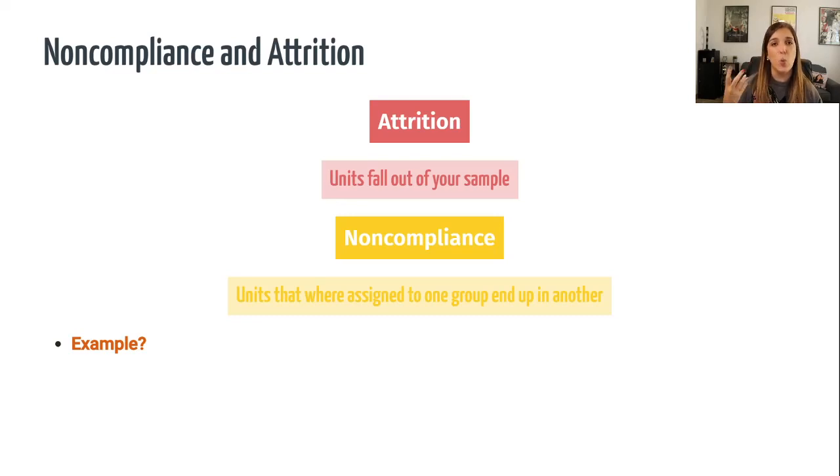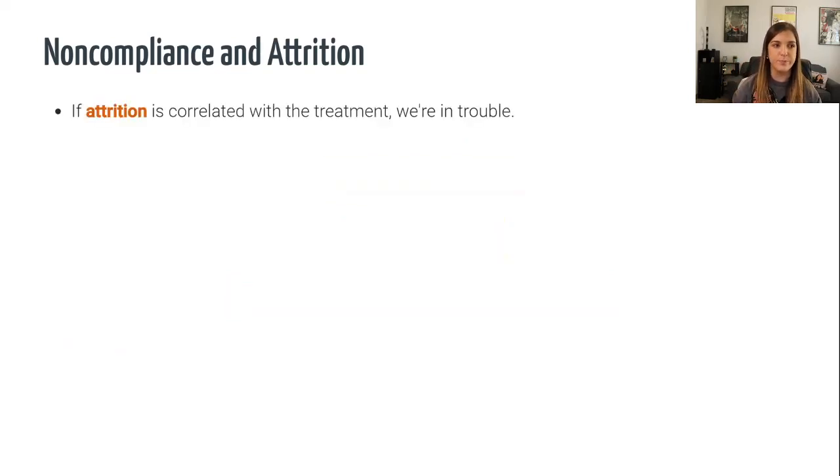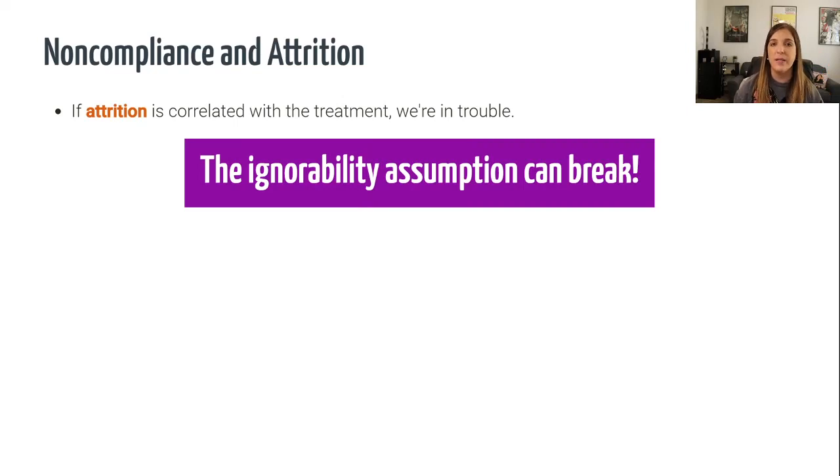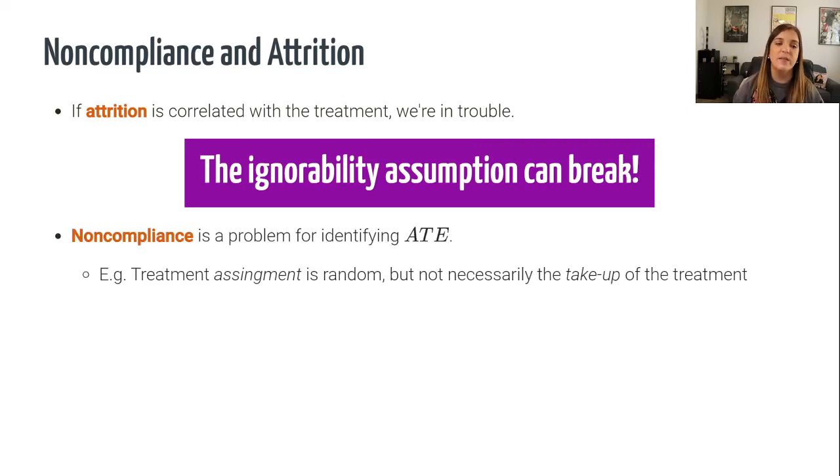attrition and non-compliance, when this is a problem and how you can solve it, all those things are important. To reiterate, if attrition is correlated with the treatment, then we're in trouble, because the outcome would be correlated with the reason they are treated, and the reason they are treated might be correlated with the treatment assignment as well. So the ignorability assumption can break. Non-compliance is a problem for identifying the average treatment effect. Treatment assignment is random, but not necessarily the take-up.